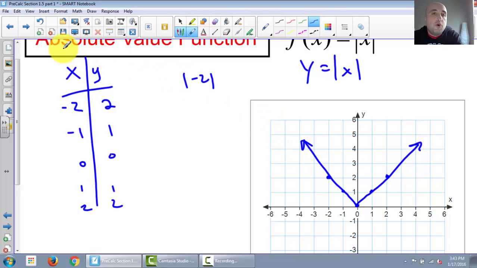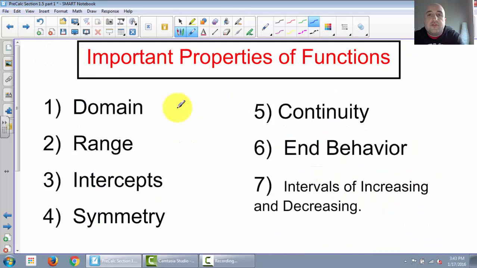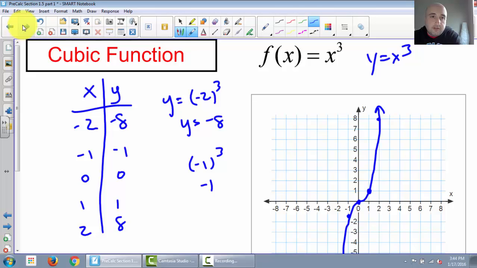All right, so now what do we do with all of these parent functions, these different graphs? There are a lot of important properties that we've learned in sections 1.1 through 1.4. We learn about every single one of these. You should be able to tell me the answers to all of these properties for each one of these graphs. So that's what we're going to talk about later.